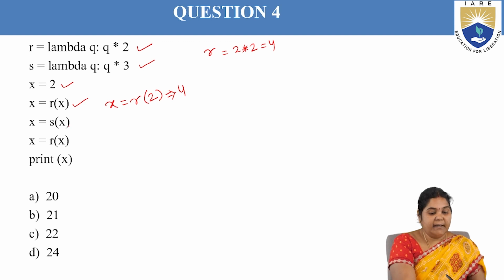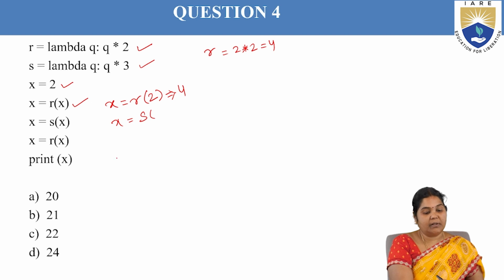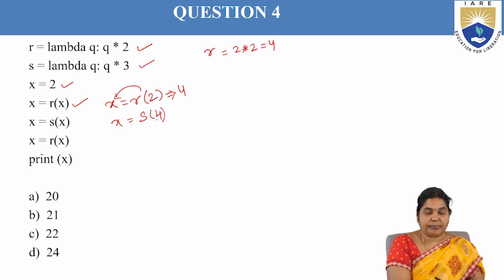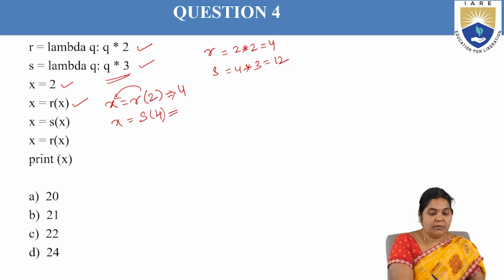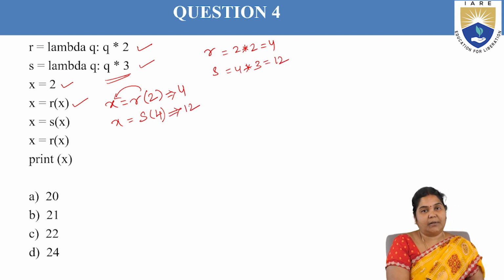Now again, x is equal to s of x. Whenever you are calling the function s, what is the value of x? The updated value. X was originally 2, but after calling the function, the value of x is updated to 4. So we are passing 4, and s is 4 into 3, so it is 12. So x is updated to 12.